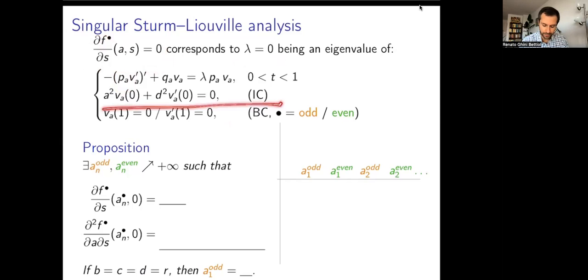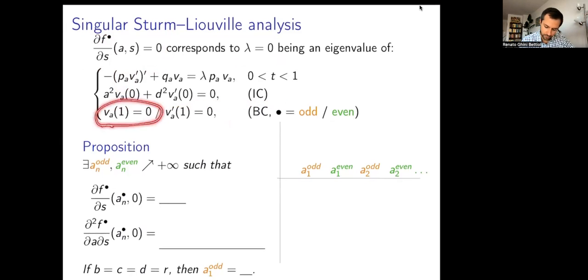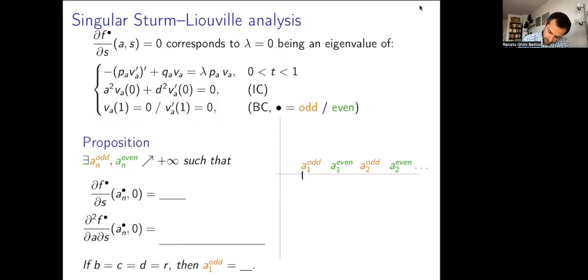The initial condition that you have there corresponds to the fact that you're departing the boundary orthogonally, as all the gamma s's do. This corresponds to the odd problem. This corresponds to the even problem. What one can show is that, similarly to the non-singular case, you have an intercalating sequence, an odd and an even sequence, such that at these instants, the linearization for the corresponding problem, even and odd, is degenerate.